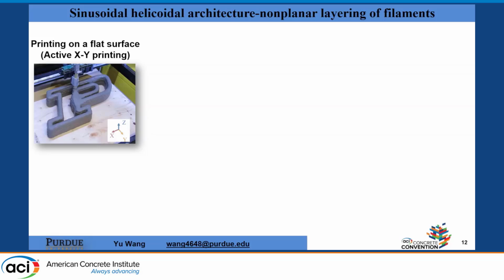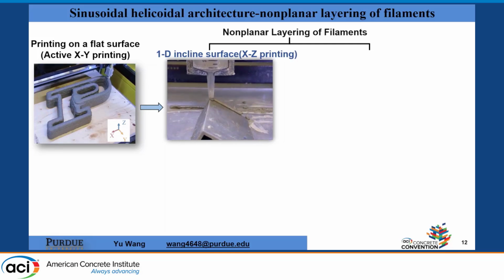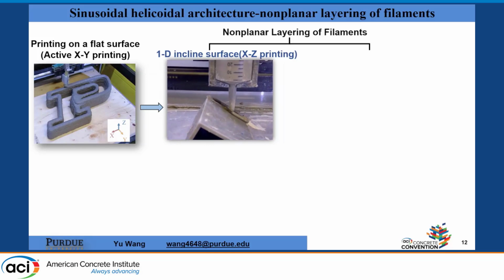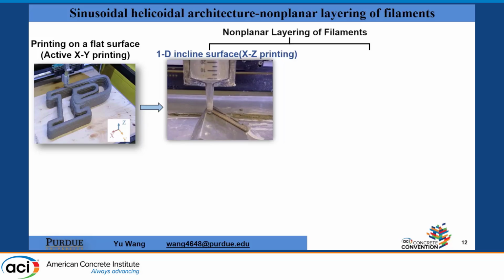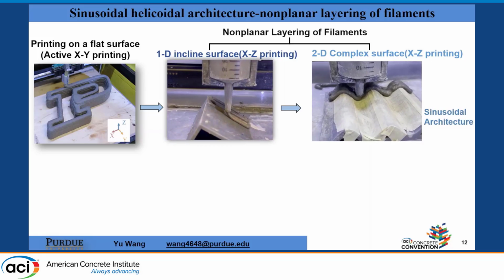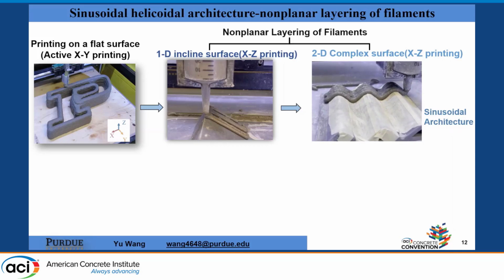So typically how we print is we print in the X, Y plane, then we switch each layer, building up in the Z plane. But for the sinusoidal helicoidal architecture, we need to have a non-planar filament shape. So we start with what we call 1D, because we just have a one-dimensional inclined surface. We explore how to print on that support, and then we scale it to print on just one sinusoidal support, and we figure out how to print and how to maintain the sinusoidal shape. However, this cannot twist. This cannot achieve the sinusoidal helicoidal. This can only achieve the sinusoidal.